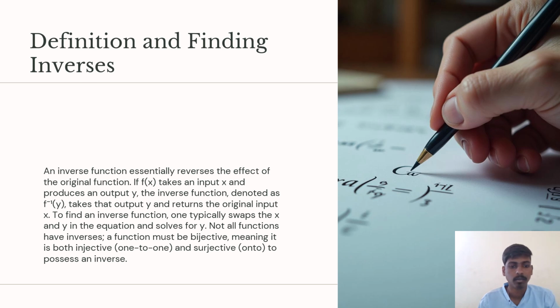To find an inverse function, one typically swaps x and y in the equation and solves for y. Not all functions have inverses. A function must be bijective, meaning it is both injective (one-to-one) and surjective (onto), to possess an inverse.